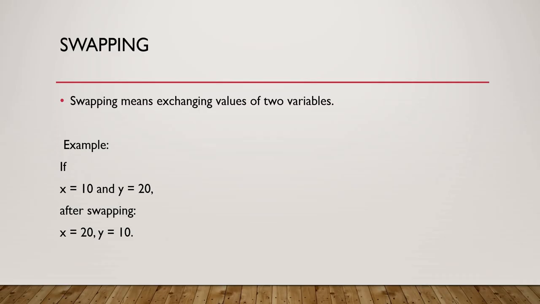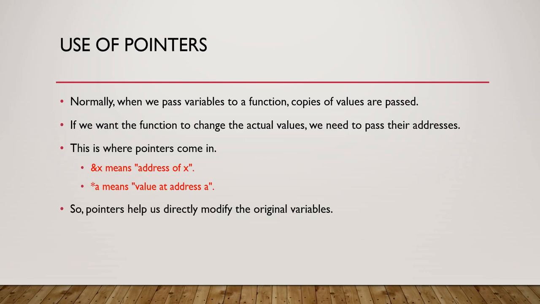Now we are going to see how the swapping will happen through the pointers. We know normally pointers are used for accessing the values, right? We pass variables to a function. While passing variables, only a copy of values will be passed, but if we need to change the actual values, then we need to pass the address to a function. While passing the address, only the actual values will be changed, or else only the copy of the value will be changed.